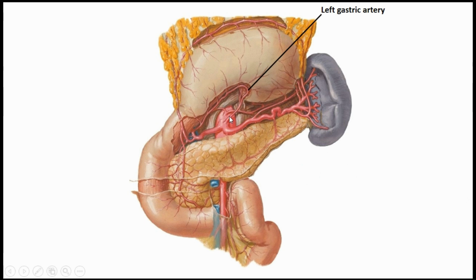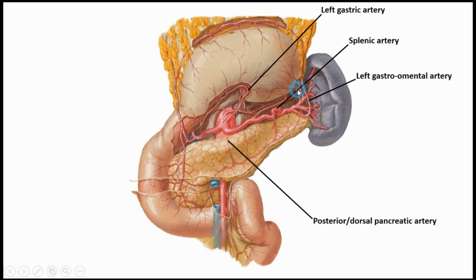So once again, we've got the same vessels, but now we've lifted up the stomach and the greater omentum. Off the celiac trunk, we have the left gastric artery, lesser curvature, splenic artery, and there's that left gastro-omental artery going to the greater curvature over here. We got some short gastric arteries coming off the splenic to the fundus of the stomach, and then here we can see a few arteries that weren't visible before.